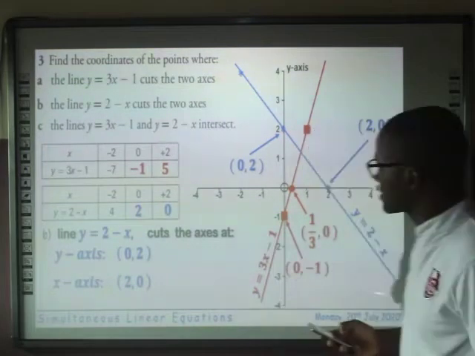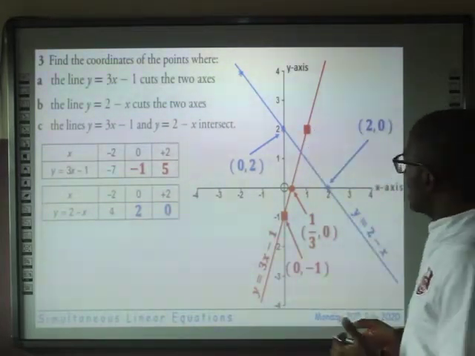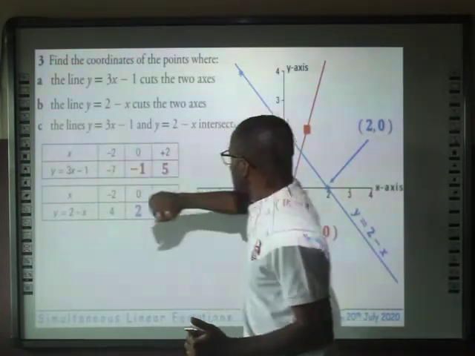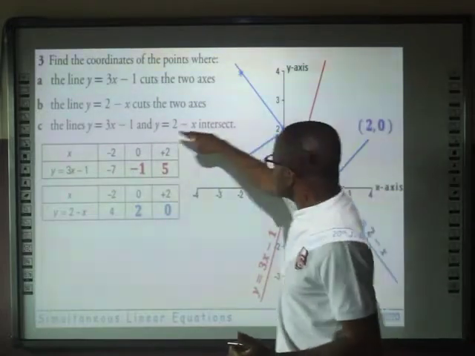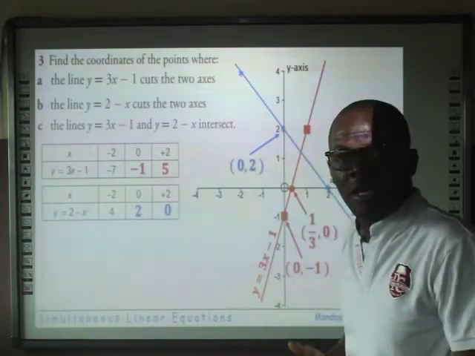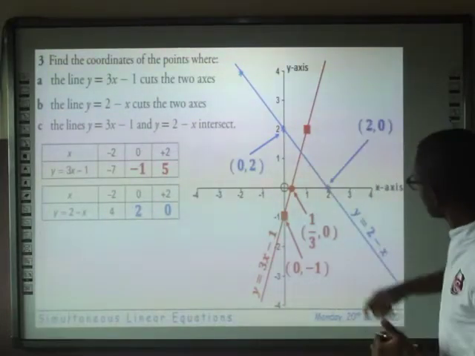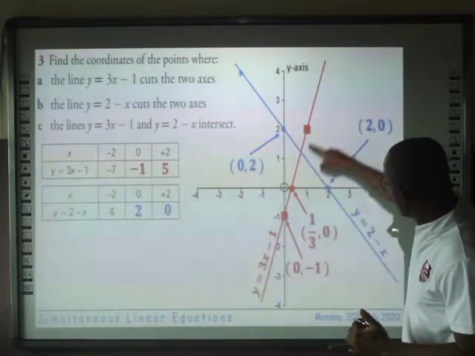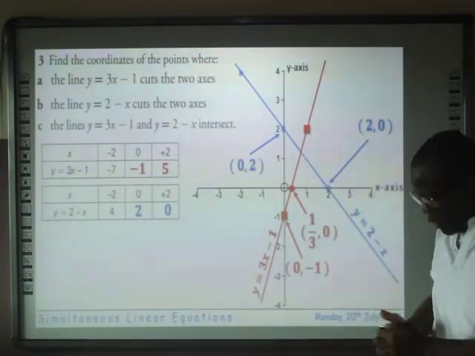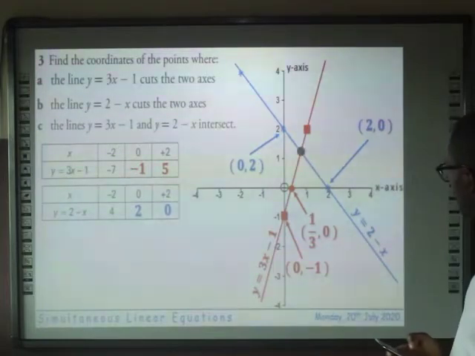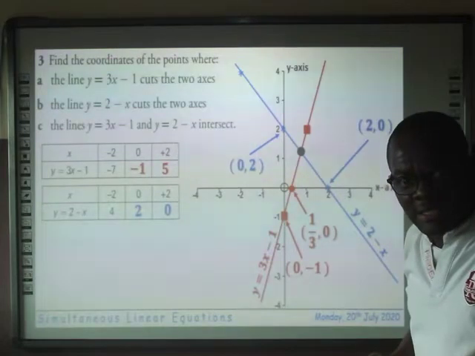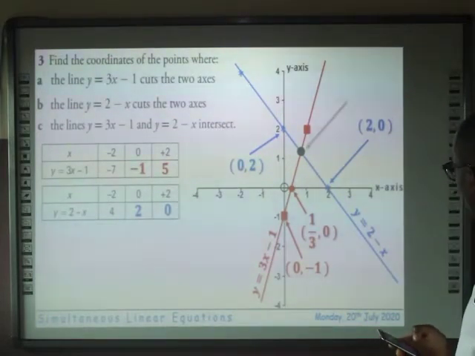Let's move on to the C part. Where does the line y is equal to 3x meet with the line y is equal to 2 minus x? Where do the two lines intersect? The two lines intersect, and you can see that where the red line meets the blue line. The two lines meet at that point, and I've indicated that with the black dot. What are the coordinates at that point?